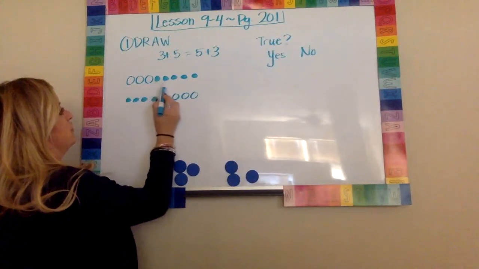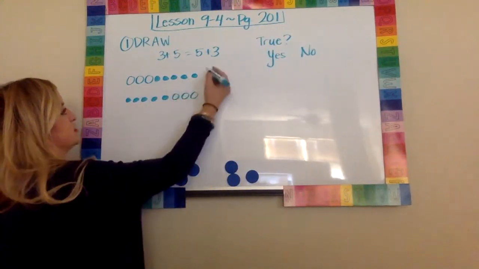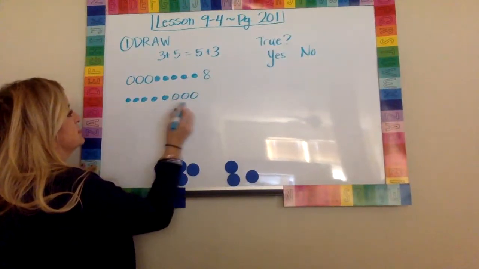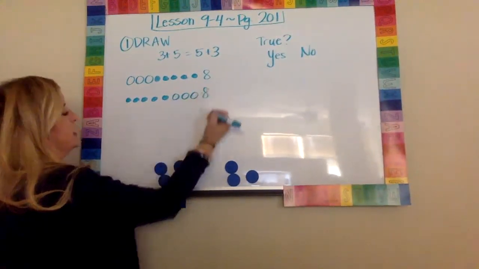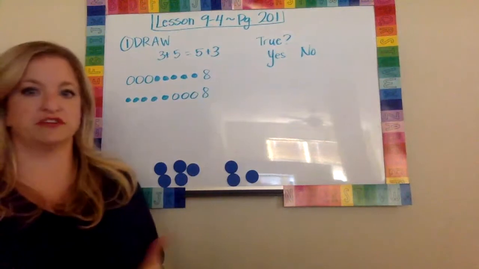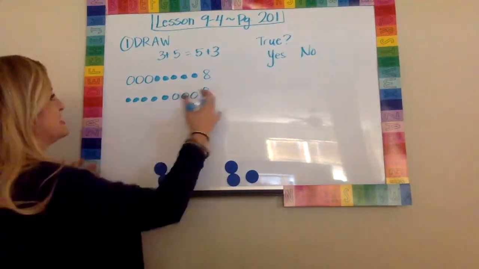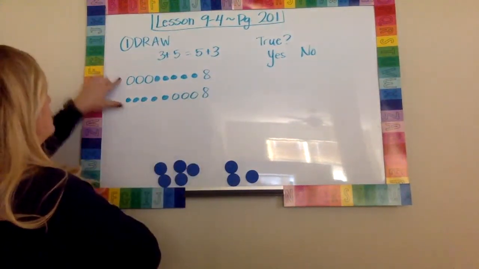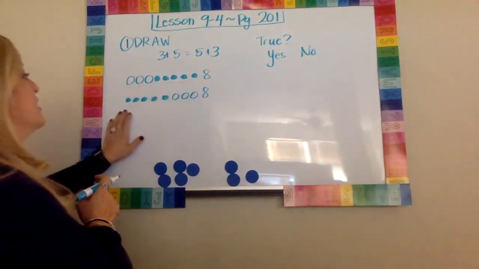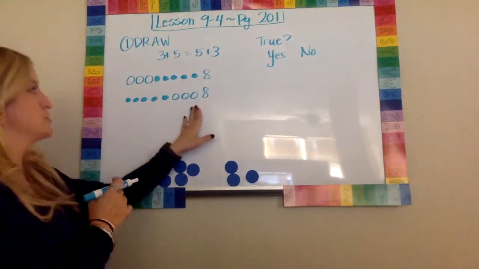3, 4, 5, 6, 7, 8. It equals 8. 5, 6, 7, 8. 8. Either way, they are the same. We already know that because we've been working on fact families for a long time, but this is how it looks. Here, they're saying we're counting the 3 first, and then we're adding those 5 on. Here, I have 5, and then I'm adding the 3 on.